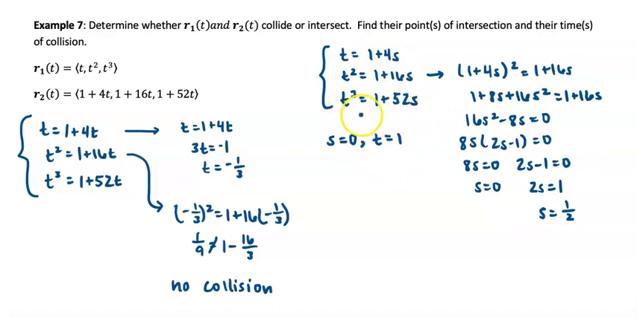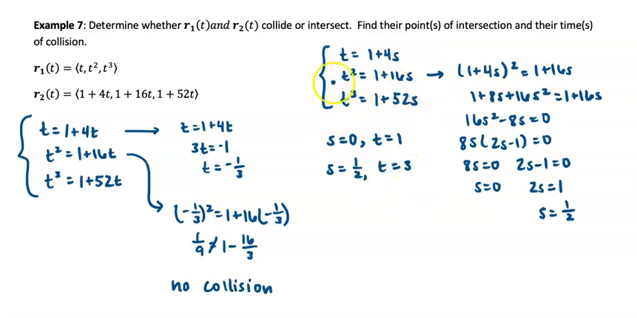So if s is 0 and t is 1, does that make this a true statement? Does 1 equal 1 plus 0? Yes. Obviously that makes this first equation a true statement. Now, if s is 1/2, what would happen in this first equation? 1 plus 4 times 1/2, well, that's 2, and so t would have to be equal to 3.